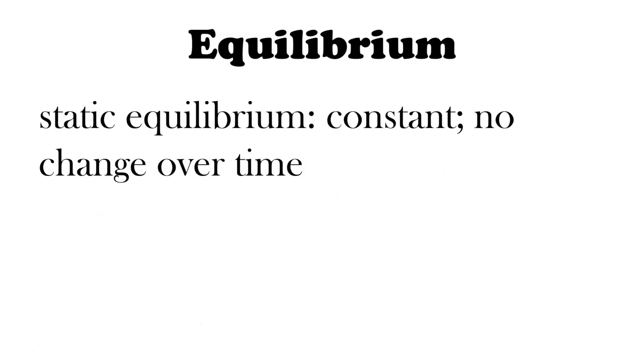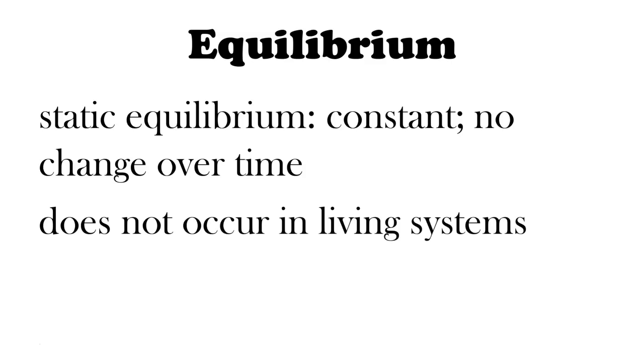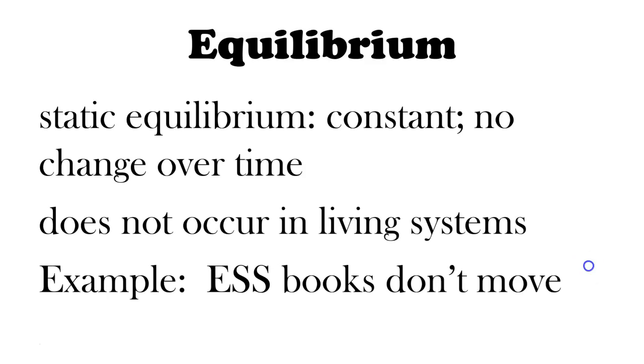or we go in there and chop all the trees down for whatever reason. So our steady state equilibrium is different than the other type that we call static equilibrium, which remains constant over time, but the difference here is that there are no changes, no inputs and outputs taking place, and we don't see this occurring in living systems.